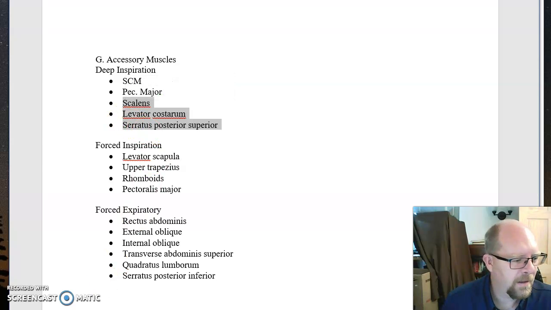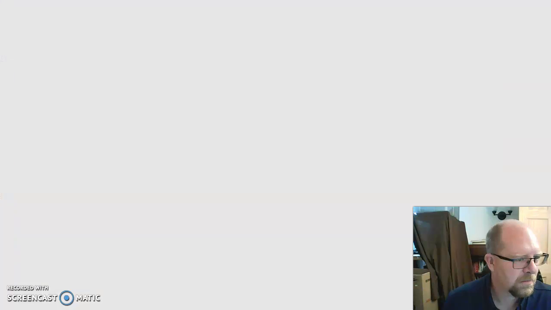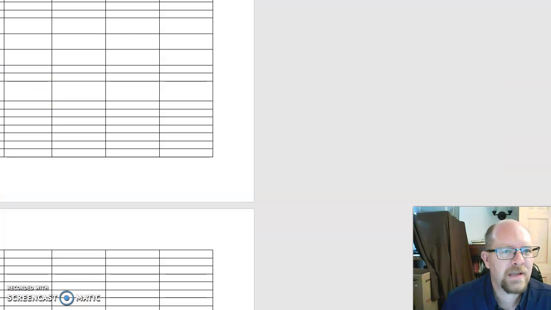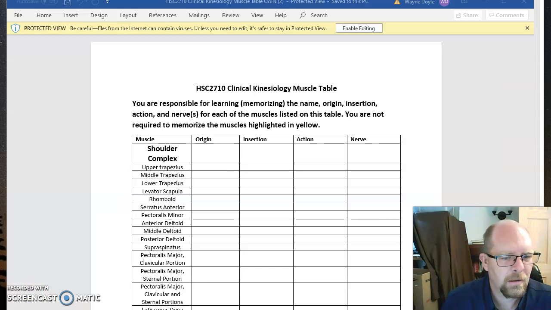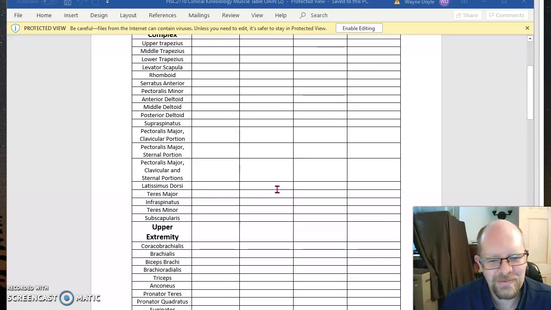Okay, gang, make sure, let me size this down. So looking back at Module 1, you remember this table? All of these are fair game on your final exam. Origin, insertion, action, nerve. No, it seems like a lot. Learn them in groups if you haven't already. Continue to work on them.